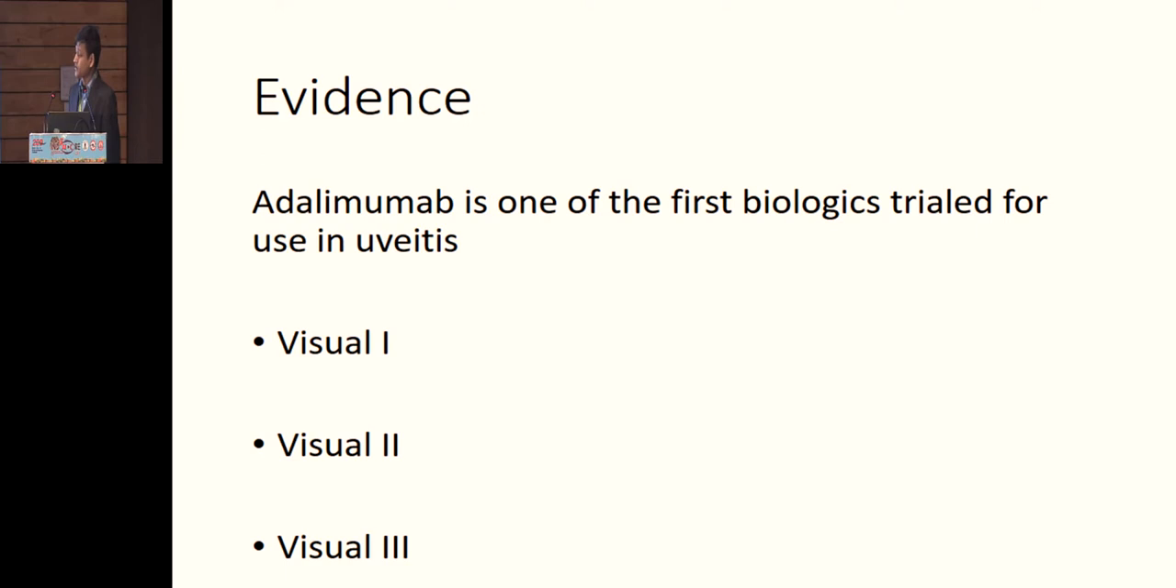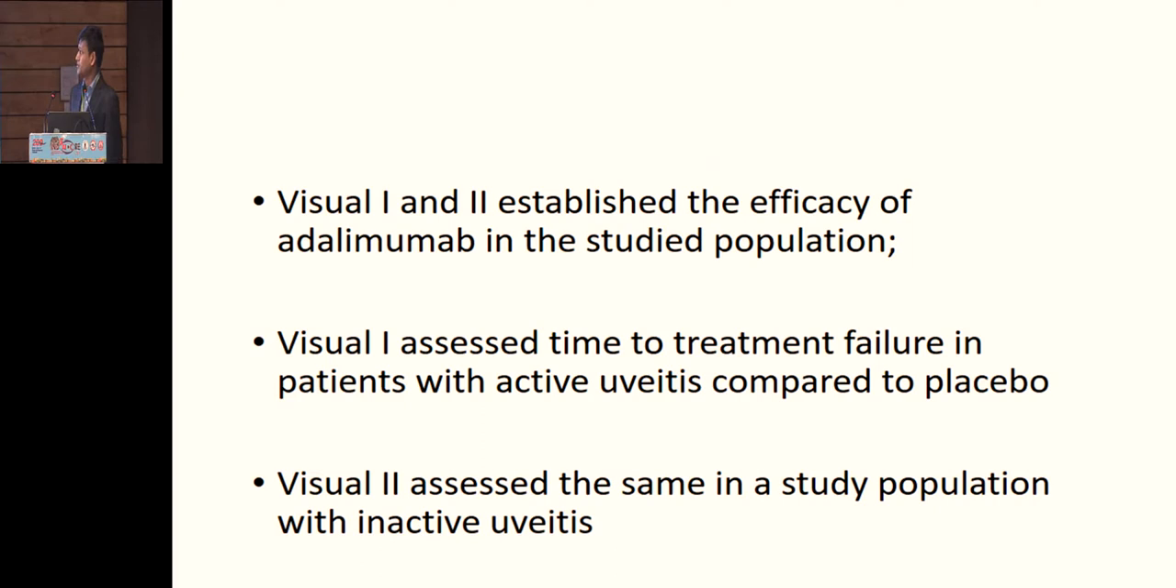What was found was that VISUAL 1 and 2 established the efficacy. In VISUAL 1 and 2, the patients were given steroids at a tapering dose for 6 weeks, and then it was stopped, and the time to treatment failure was measured. In VISUAL 1, 60% of patients achieved control.